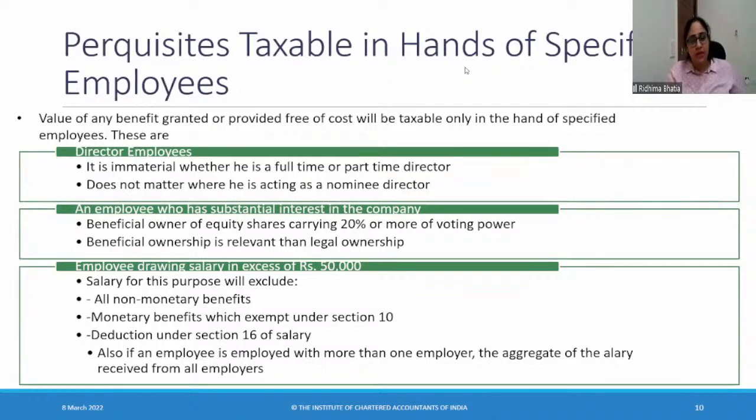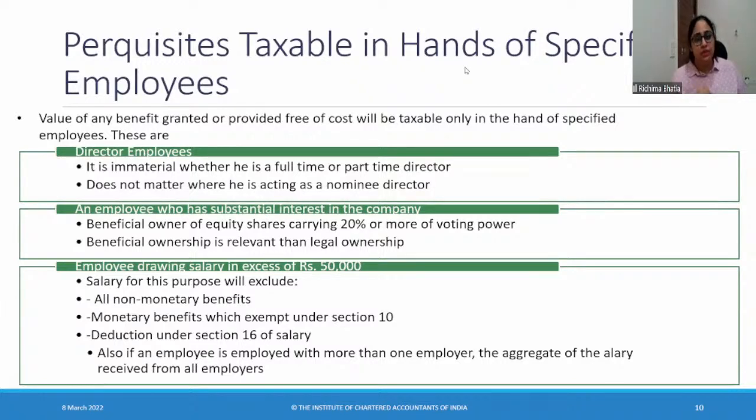How is the salary calculated? Complete salary, but before calculating perquisites. That means basic, DA, your commission, your bonus, your allowances which are taxable. So most of the employees are specified employees, if their annual salary is more than 50,000, because salary plus DA plus house rent allowance plus other taxable allowances would be more than 50,000.